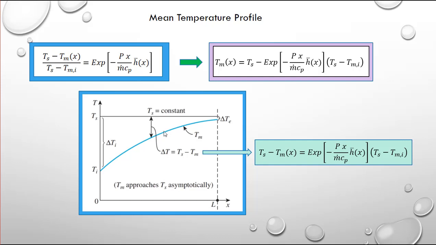This is in marked contrast to the same situation for a tube with a constant heat flux passing through the wall. It is for this reason that when we need to determine the average temperature of the fluid within a tube with a constant temperature wall, that we have to rely on the use of the log mean temperature difference.